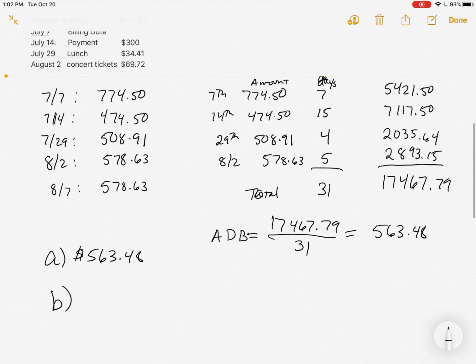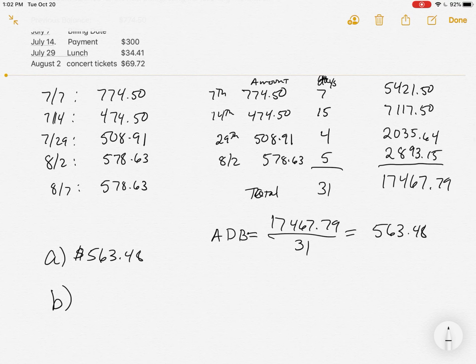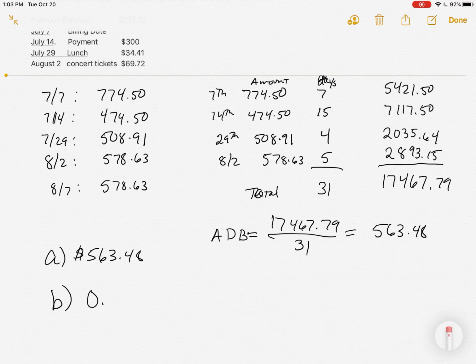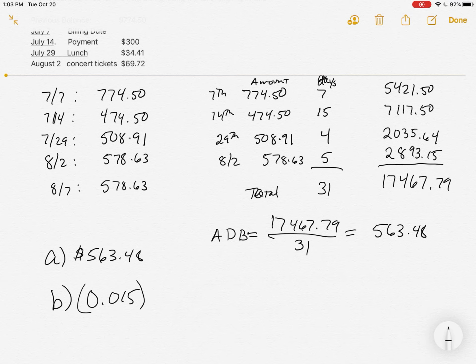B was they're wanting to know the monthly finance charge. No problem. We're going to take our 1.5%, which is 0.015, times the average daily balance. And when we take our finance rate times that, we get $8.45. So the finance charge is $8.45.